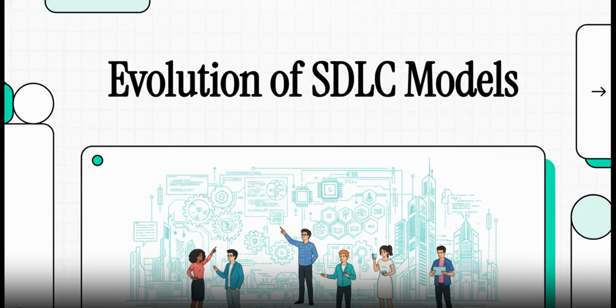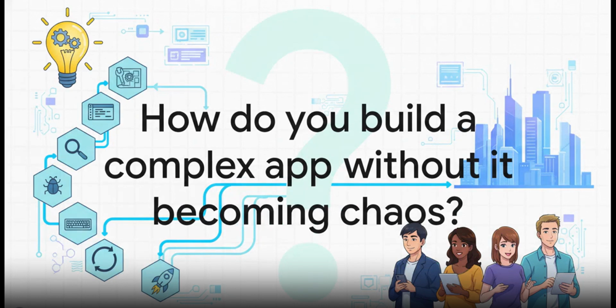Explainer. Today, we're pulling back the curtain on every app, every website, every piece of software you use. We're going to look at the master plans, the essential blueprints that keep our entire digital world from collapsing into chaos. I mean, think about it. How do you actually do that?